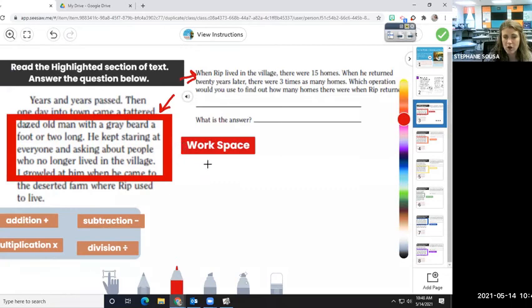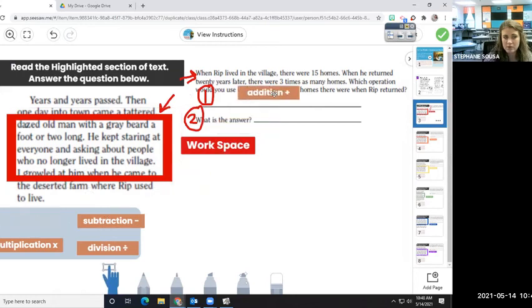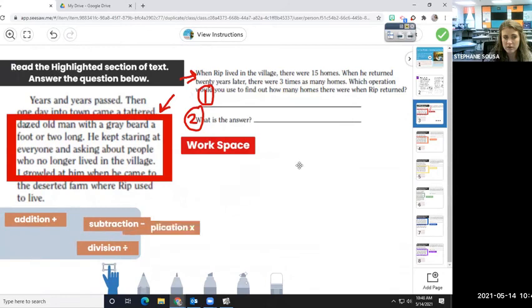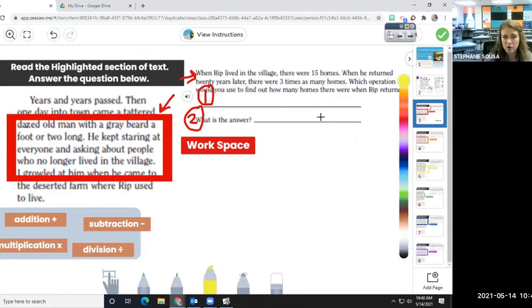Okay? On each slide, there are 2 lines. Line 1, line 2. Line 1 is asking you to tell me if it is addition, subtraction, multiplication, or division. Line 2 is asking you to tell me your final answer with a label.